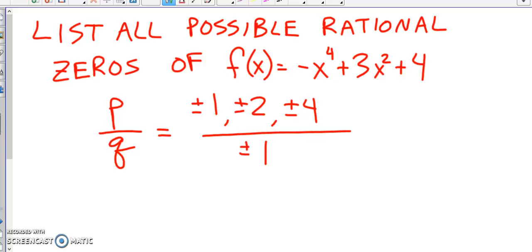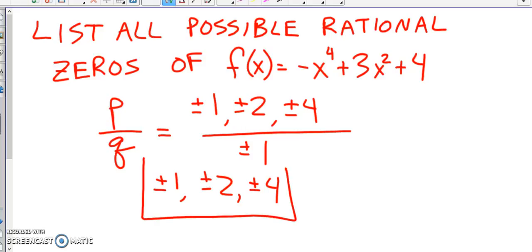If there's just a 1 down here, then the list is pretty much just what's up in the numerator. So that means that if this particular function has rational zeros, they're either going to be plus or minus 1, plus or minus 2, or plus or minus 4. So instead of having infinitely many numbers to pick from to see if they are a 0, I've used this theorem to narrow the list down to 6 possibilities. That's huge. That's really important.